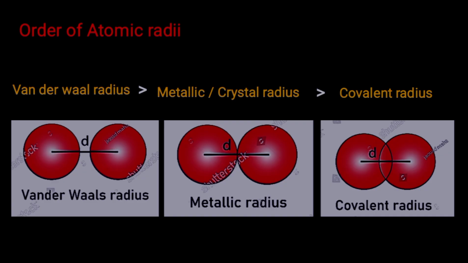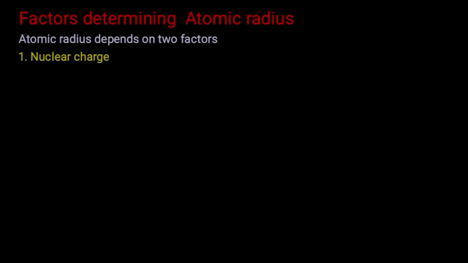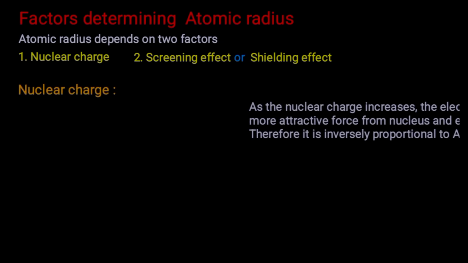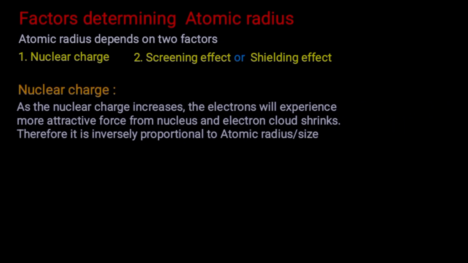Go to the next one here. We have factors determining atomic radius. Atomic radius depends on two factors. One is nuclear charge, and the other is screening effect or shielding effect. Let us see what nuclear charge is. Nuclear charge is actually the nucleus's influence, that is, up to what distance the protons' influence extends.